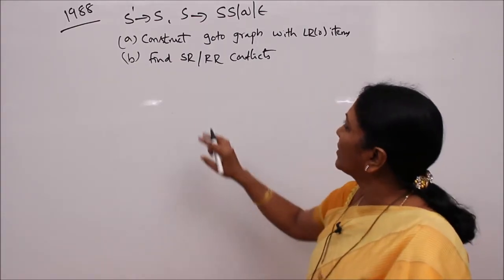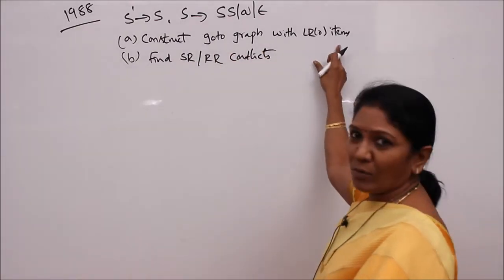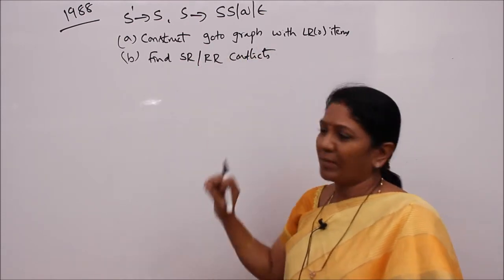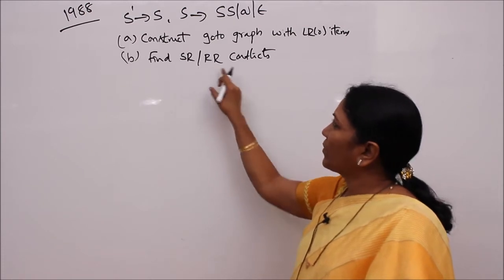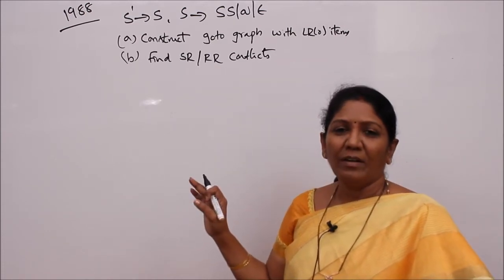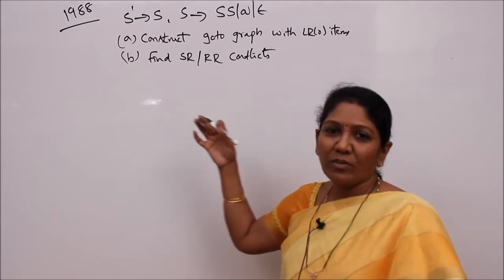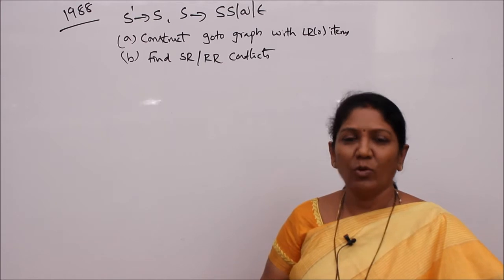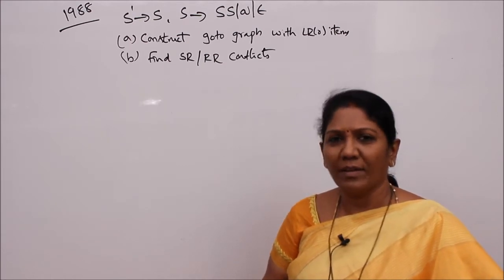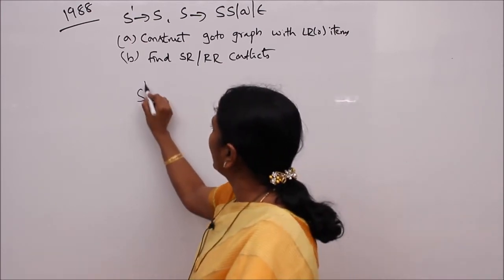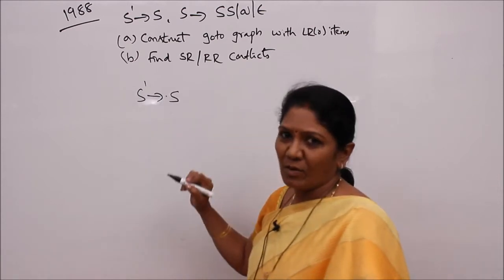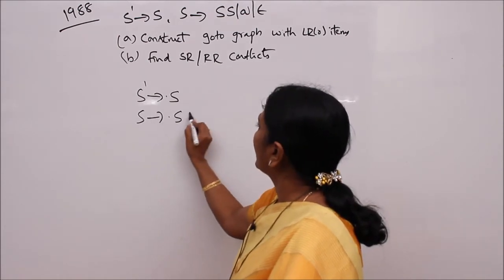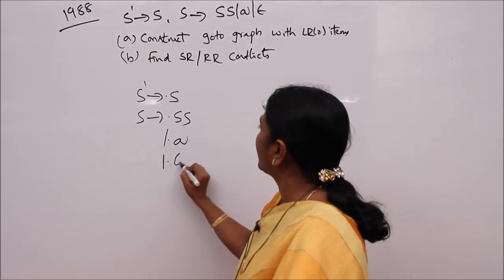So look at this question. Construct the goto graph with LR0 items. That means with the canonical collection of LR0, draw the DFA. Goto graph is nothing but DFA. And find the number of SR and RR conflicts, or we can change it as find out the number of inadequate states in the goto graph. Okay, so what do we have to do? Draw the DFA. How do you draw? Start with the augmented production. It is with LR0 items, so no need of lookahead here. So S' → .S, S → .SS, S → .A, A → .epsilon.